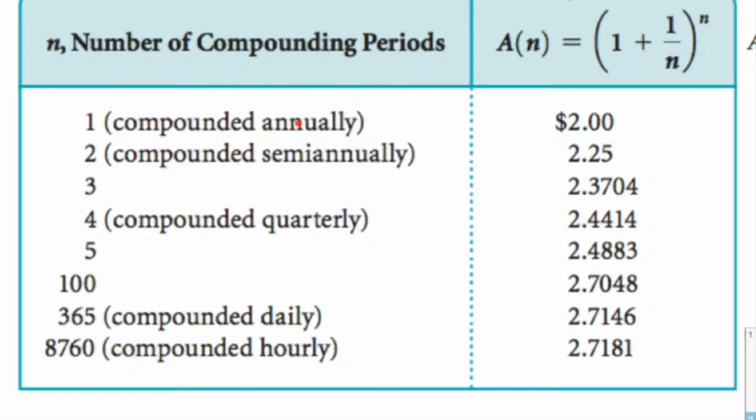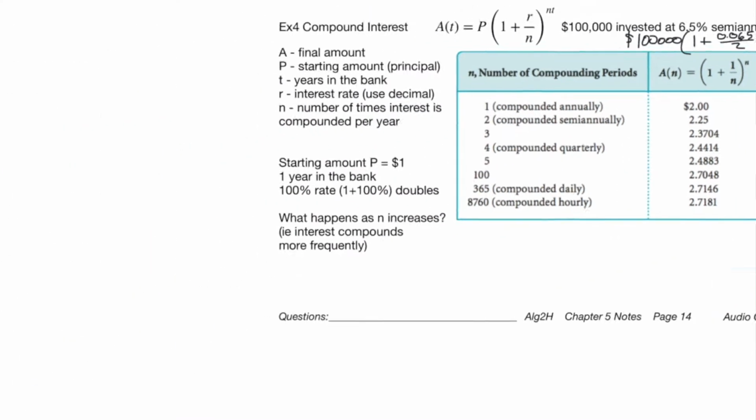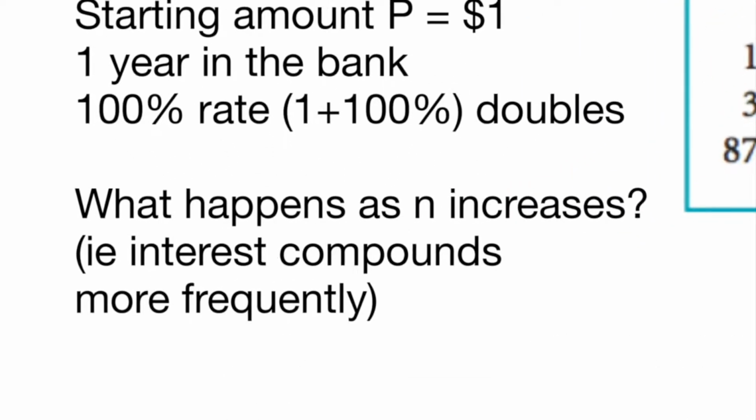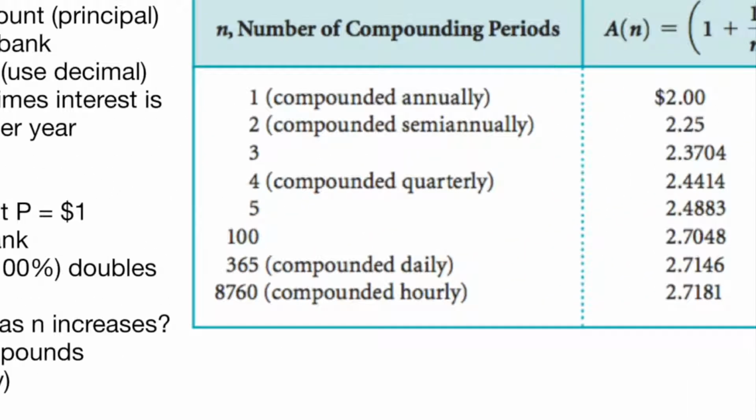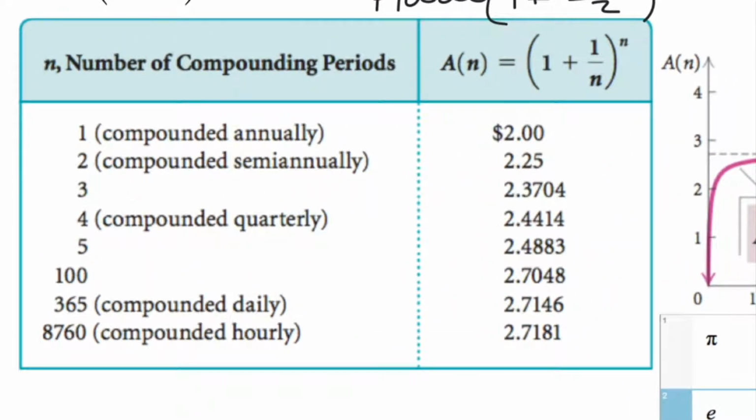So, compounded annually, that means once, your money will double. It's 100% interest. You go from $1 to $2. Yay. But what happens as n increases? That means you're compounding it more and more frequently. Well, if you get it compounded just once, at the very end of your year of investment, you get an additional $1. It doubles up to $2. But if you compound it twice, once halfway through the year and then once at the end of the year, this number actually increases to 2.25.